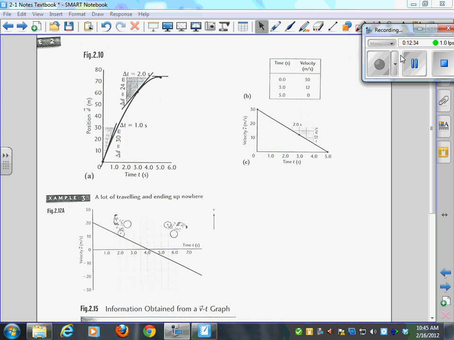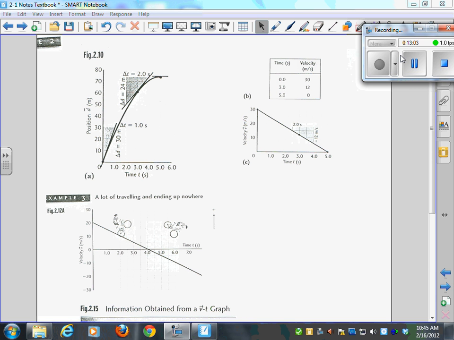Page 42, the velocity and acceleration have different signs. So automatically, if the velocity and acceleration are going to have different signs, this thing's going to be speeding up or slowing down. If the velocity and the acceleration have different signs, it's going to be slowing down. Okay, we're on page 42. The signs. Like the velocity is positive, the acceleration is negative. The velocity is negative, the acceleration is positive.